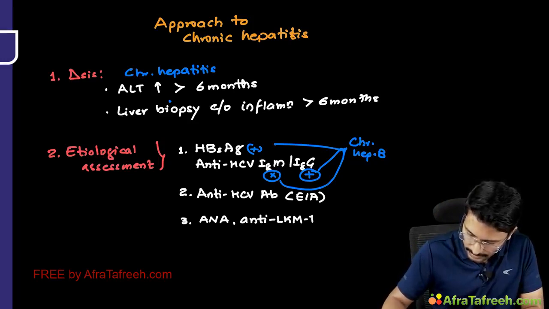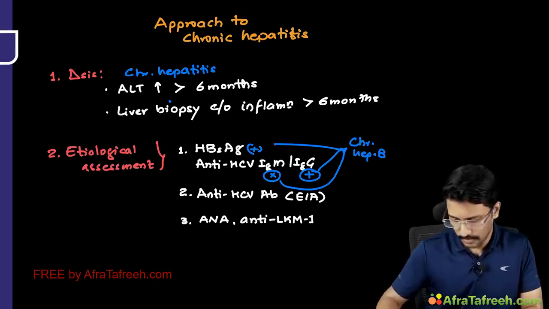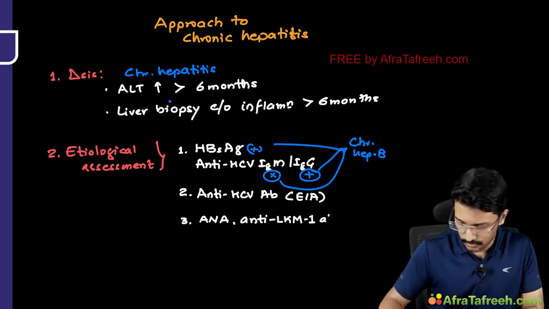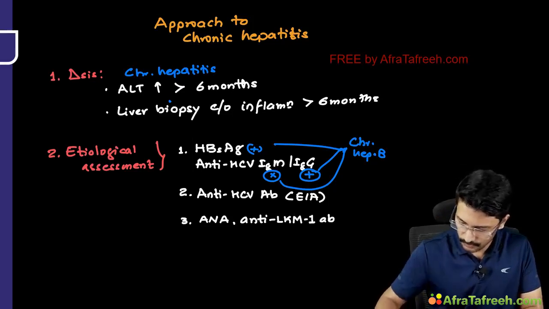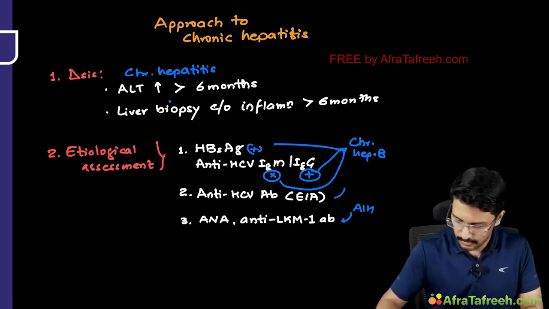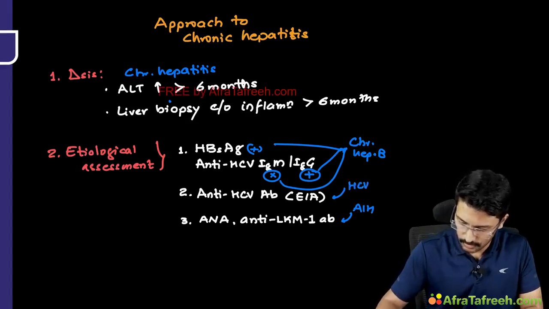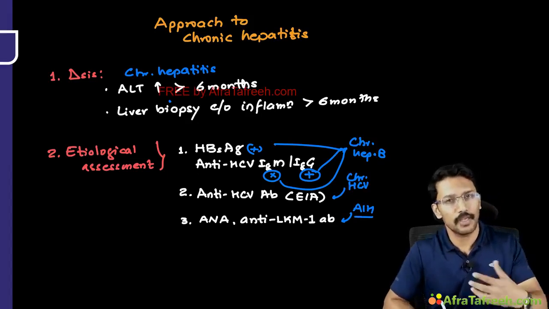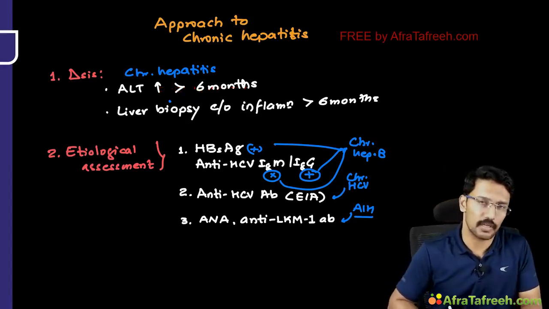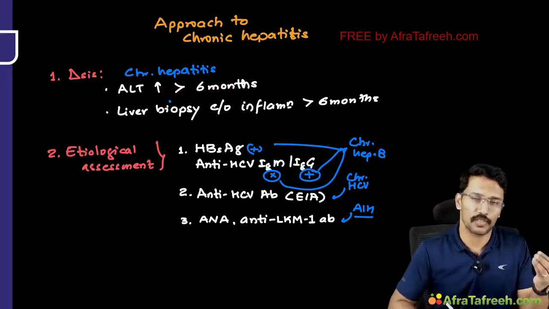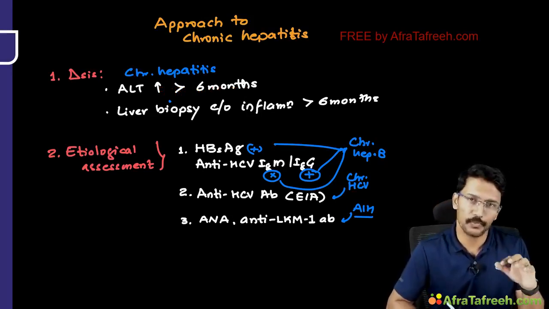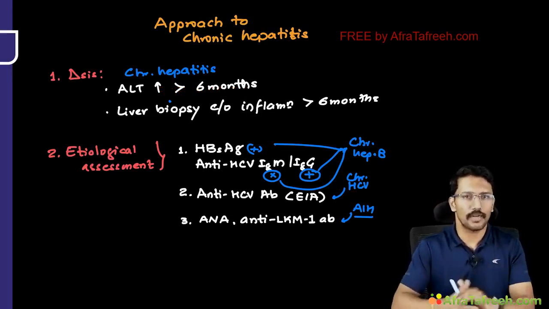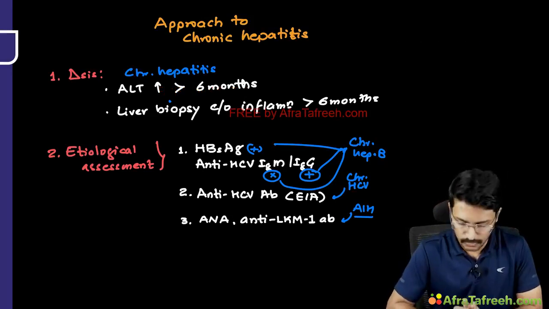Anti-LKM1 antibody. Anti-liver kidney microsomal 1 antibody, right? So these antibodies would suggest autoimmune hepatitis, right? This would suggest HCV, chronic HCV infection. This would suggest autoimmune hepatitis. And based on the cases, you might require additional investigations, like for diagnosis of hemochromatosis or for the diagnosis of Wilson disease. You might require additional investigations. Okay, so this will be our approach.